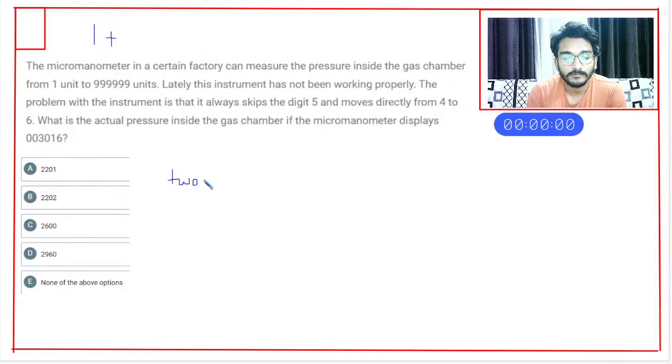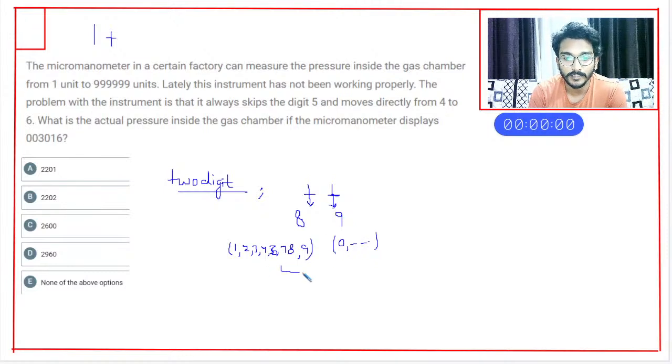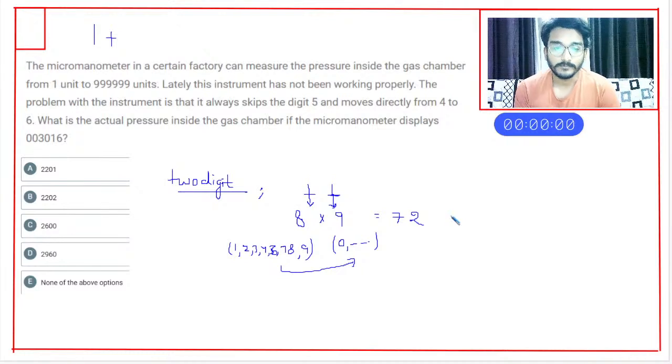So 2-digit numbers when 5 is not repeated. When 5 is not repeated, I'm finding those numbers. So this blank can be filled in 8 ways. What are the possibilities? 1, 2, 3, 4, 6, 7, 8, 9. And this place can be filled in 9 ways, including 0. So basically there are 72 numbers in which 5 is not included.